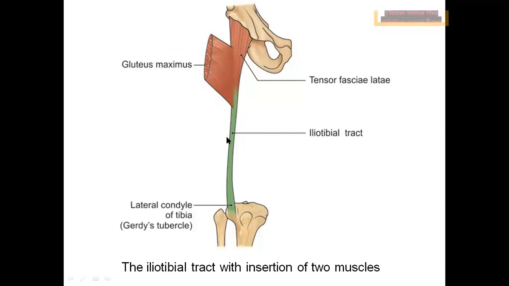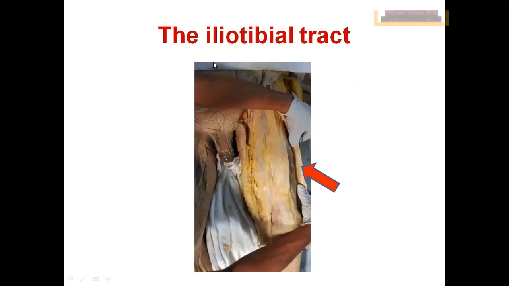So this iliotibial tract is nothing but the thickening of deep fascia seen on the lateral aspect, right? Inferiorly it is attached to the lateral condyle of the tibia. I told you about this word, Gerdy's tubercle, when we were doing the tibia bone as well. Superiorly, you can see the iliotibial tract is receiving insertion of two muscles, tensor fascia lata and gluteus maximus. Both are muscles of the gluteal region. See, this is the iliotibial tract, which has been pulled and is held between two fingers. This is the thickening of deep fascia on the lateral aspect of the thigh.